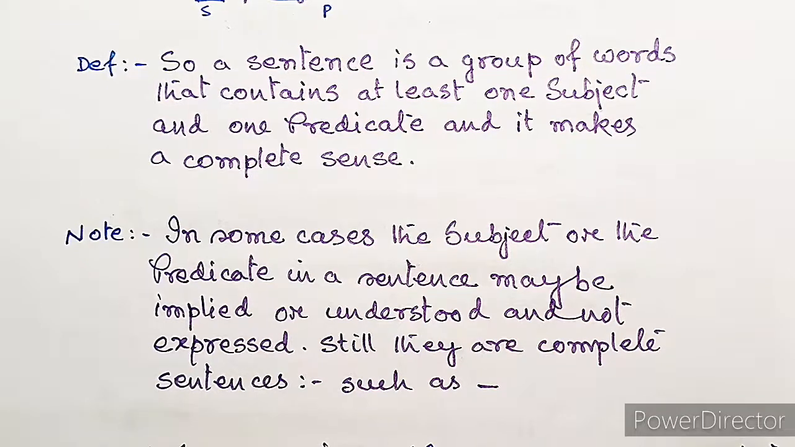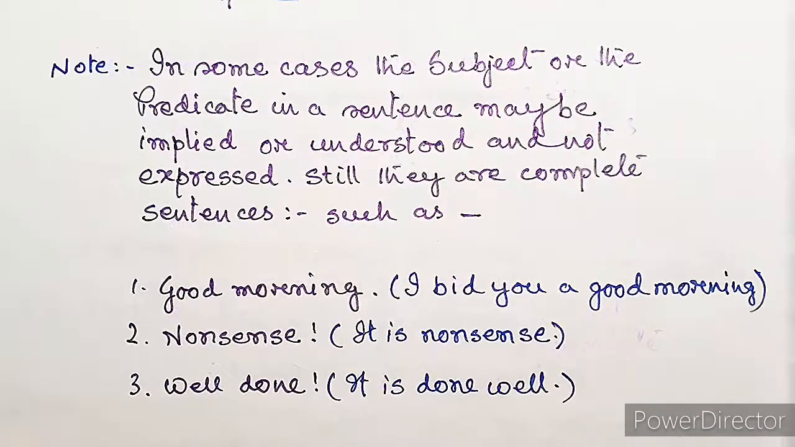Have a look at the definition. So, a sentence is a group of words that contains at least one subject and one predicate, and it makes a complete sense. Now, note, in some cases, the subject or the predicate in a sentence may be implied or understood and not expressed. Still, they are complete sentences.